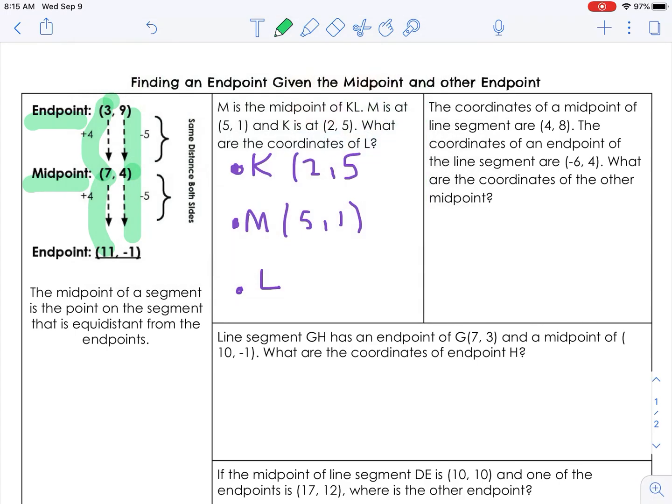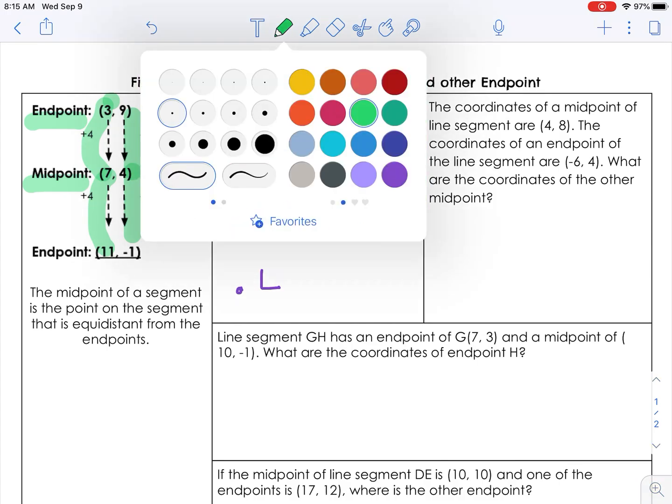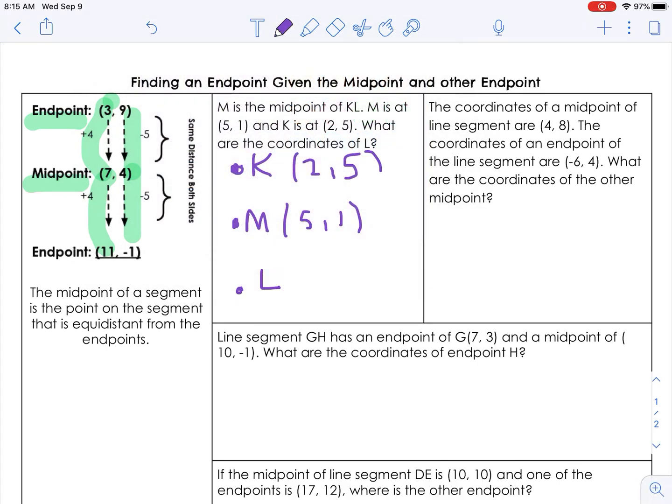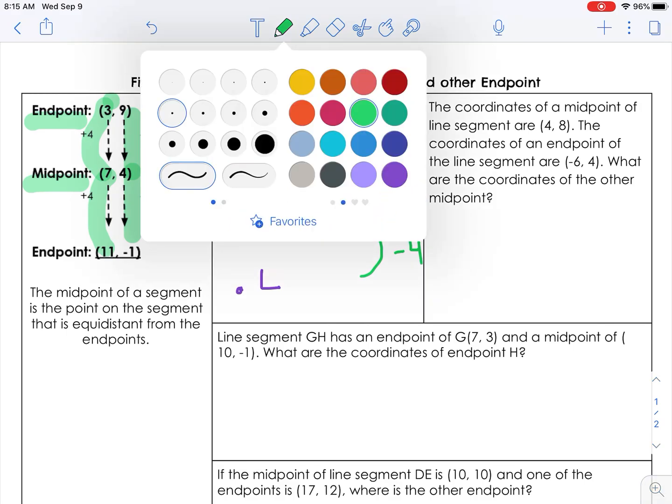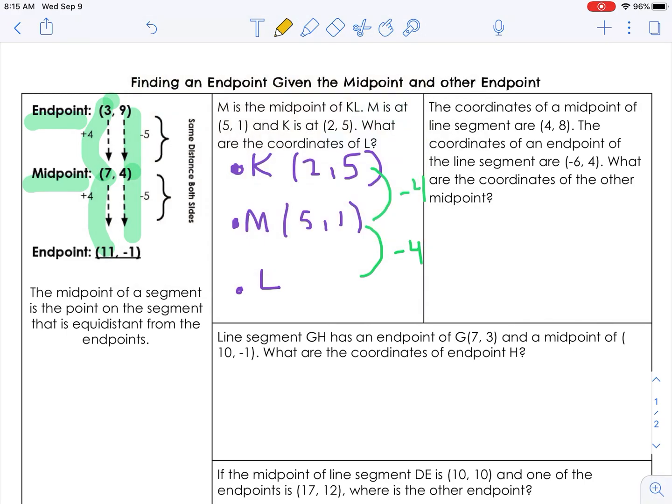So we're going to look at our changes, and our y values and our x values to find the other endpoint. So from 5 to 1, that decreases 4. So we're going to decrease by 4 again. So 1 minus 4 is going to give you -3.